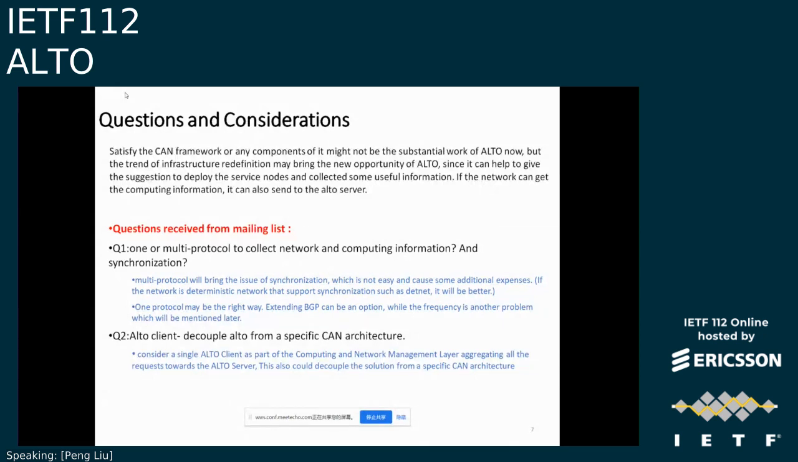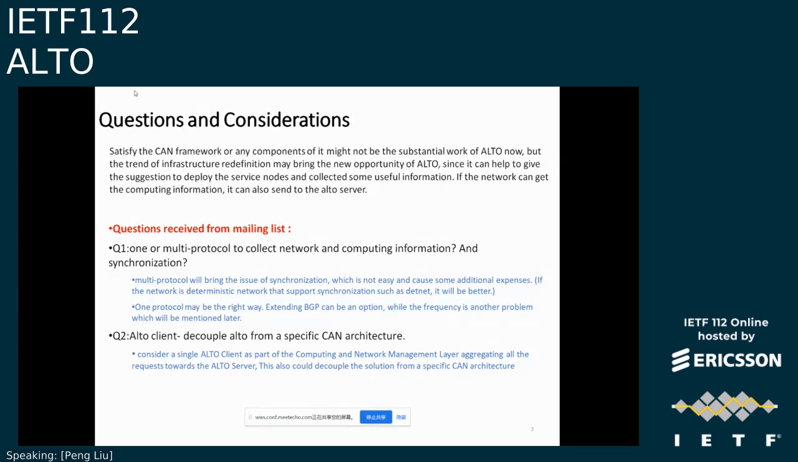Question one is multi-protocol or one protocol to use to collect the information. We think multi-protocol will bring the issue of synchronization, which is not easy and cause some additional expense. If the network is deterministic network, maybe it can support the synchronization. So one protocol may be a right way. Maybe extending BGP can be an option, but the frequency is a problem.